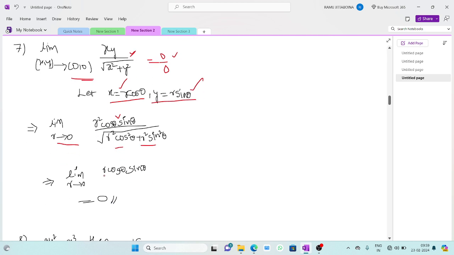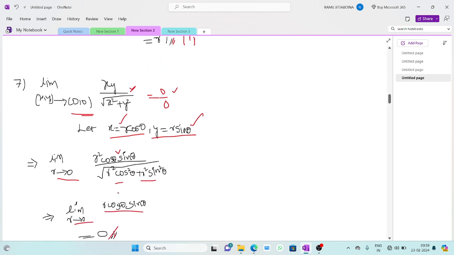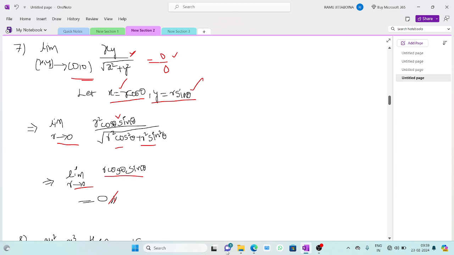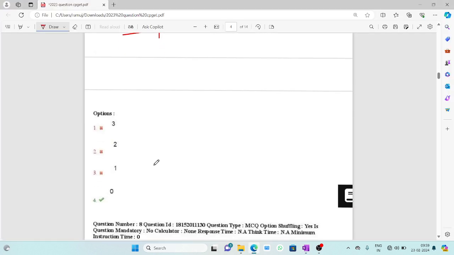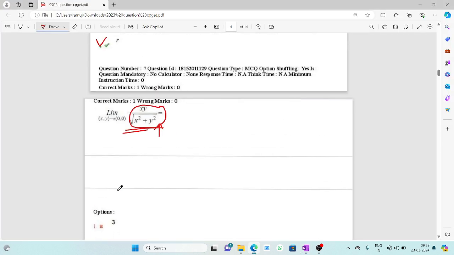So the remaining term is r cos theta sin theta. If I apply the limit, I simply get 0. So this is a simple way of solving these types of questions. The answer 0 is the correct option for this question.